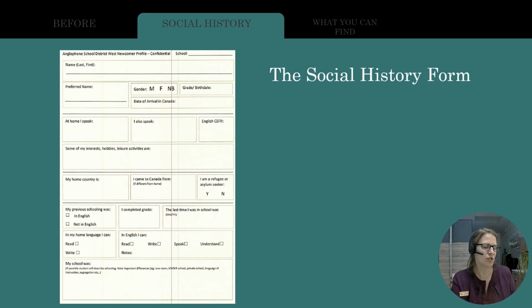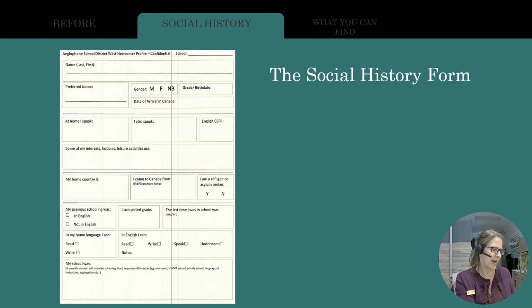This is the social history form. You will also notice that it is called the newcomer profile. It is 2 pages, and in this form we aim to collect information that may be helpful for the school and for the teacher.